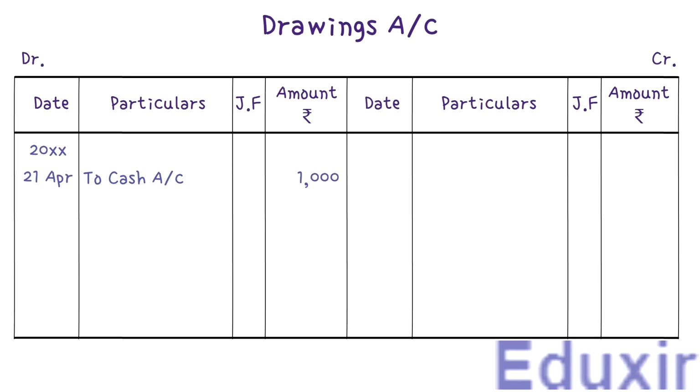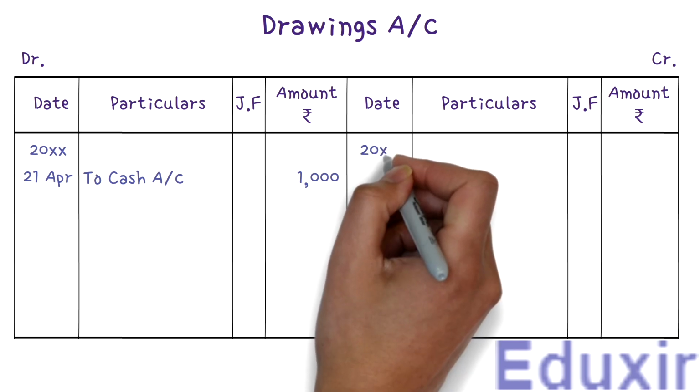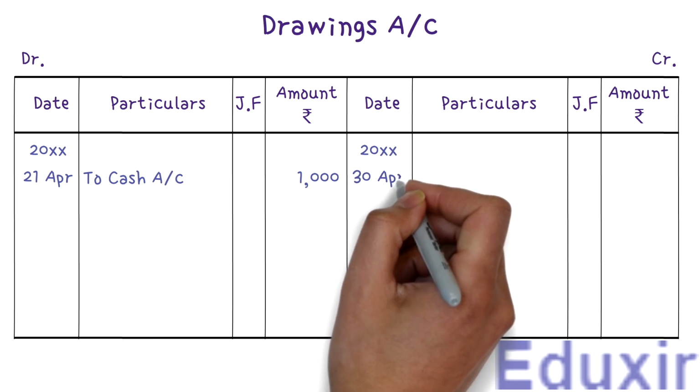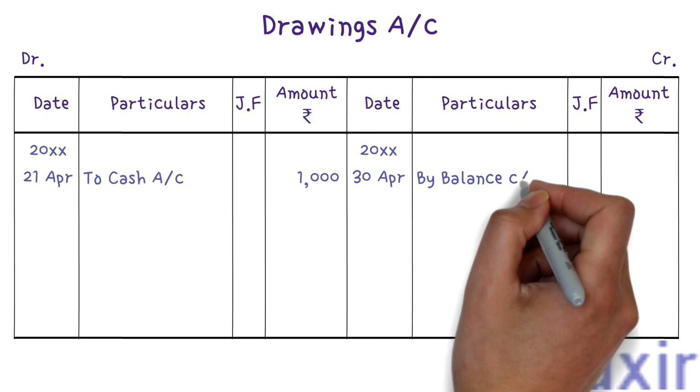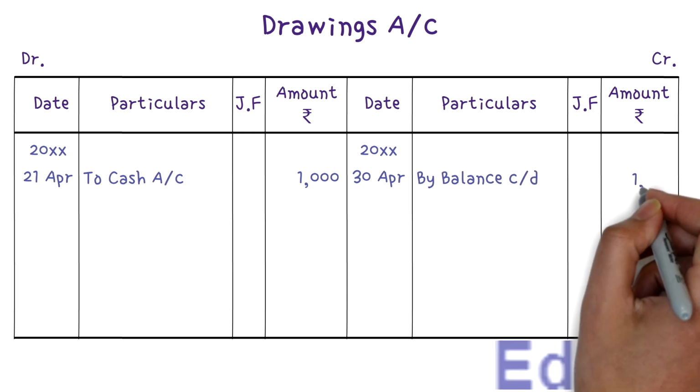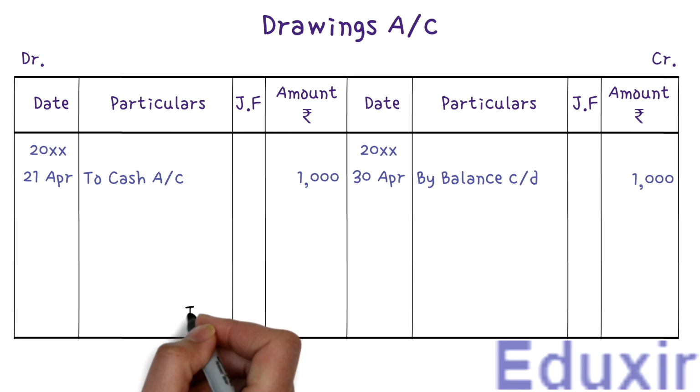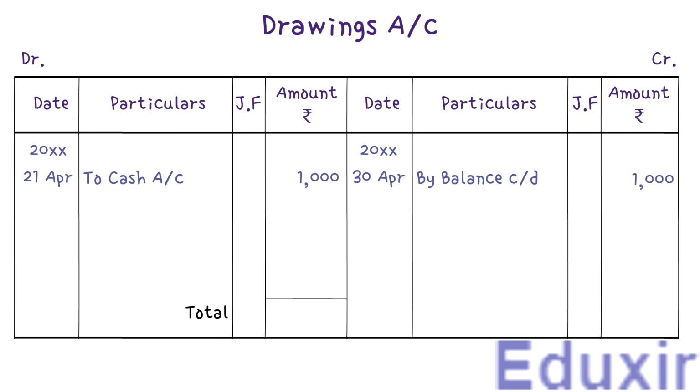Let us now take up the drawings account. As there are no entries on the credit side, the entire debit balance of 1000 rupees need to be carried down. As this is the first entry on the credit side, let us first write the year and then let us write the date as the last day of the month. Let us then write by balance carried down in the particulars column. Let us then write 1000 rupees in the credit amount column. Now the total on the debit side is 1000 rupees.